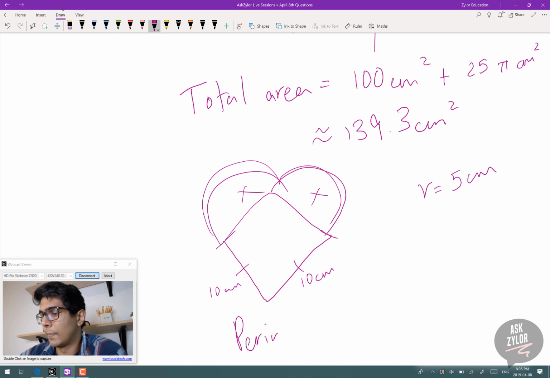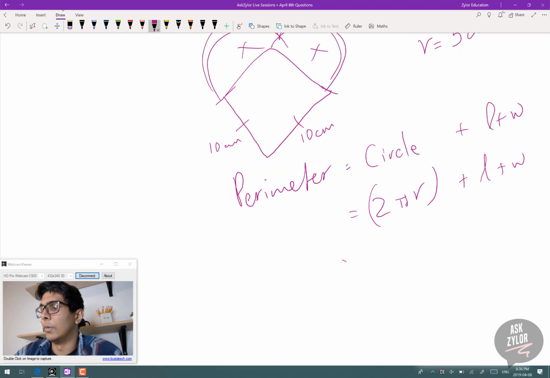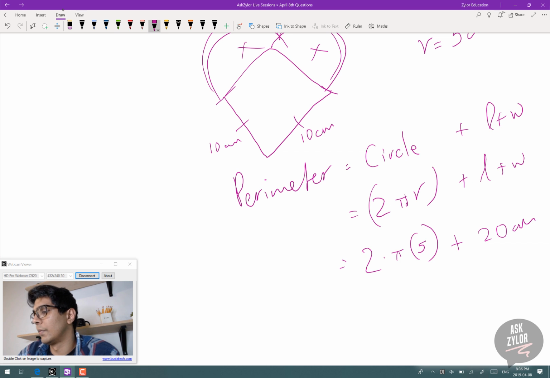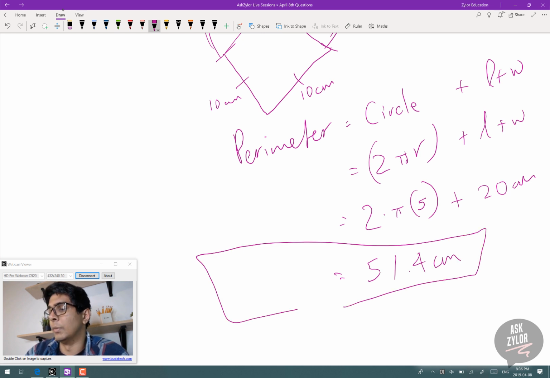So my perimeter is going to be the circumference for the circle, which is 2 pi r, plus the two sides of my square. So I have 2 times pi times 5, plus 10 and 10, which gives me 20 centimeters. So in total, I have 51.4 centimeters as my perimeter.